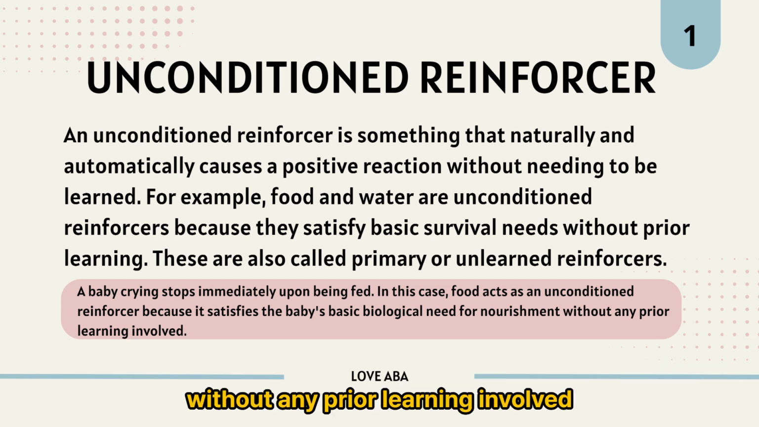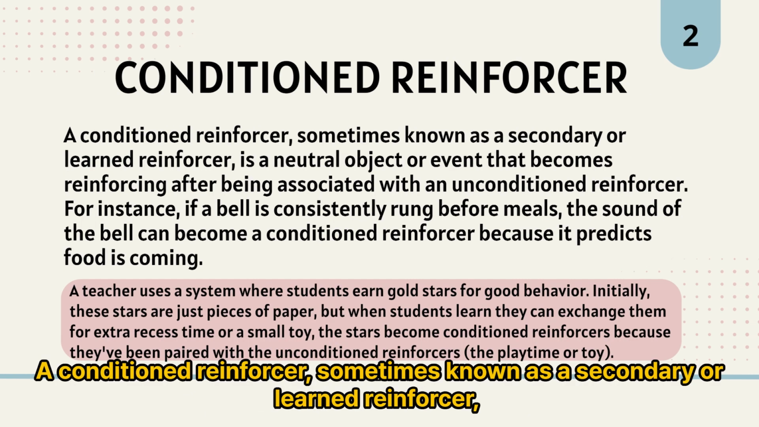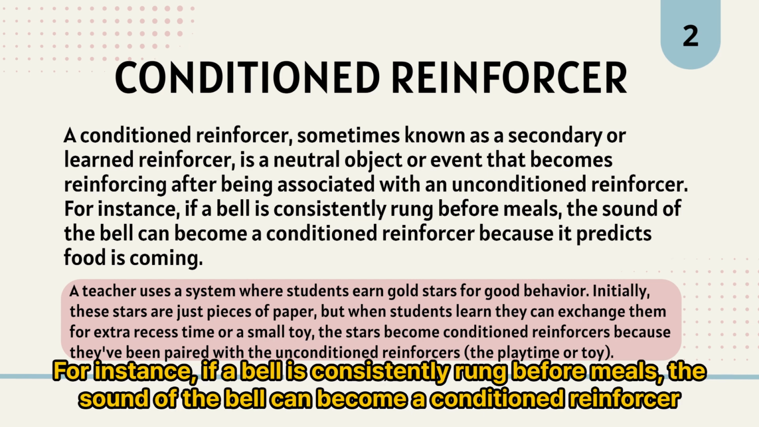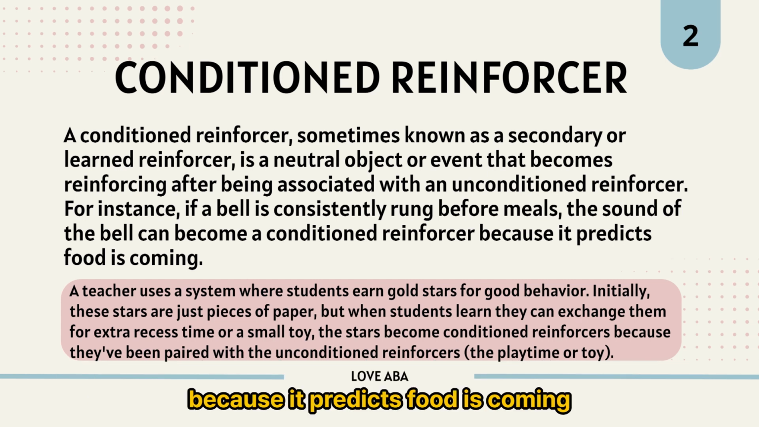any prior learning involved. A conditioned reinforcer, sometimes known as a secondary or learned reinforcer, is a neutral object or event that becomes reinforcing after being associated with an unconditioned reinforcer. For instance, if a bell is consistently rung before meals, the sound of the bell can become a conditioned reinforcer because it predicts food is coming.